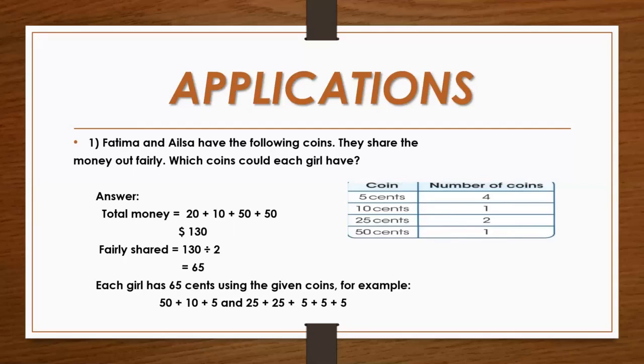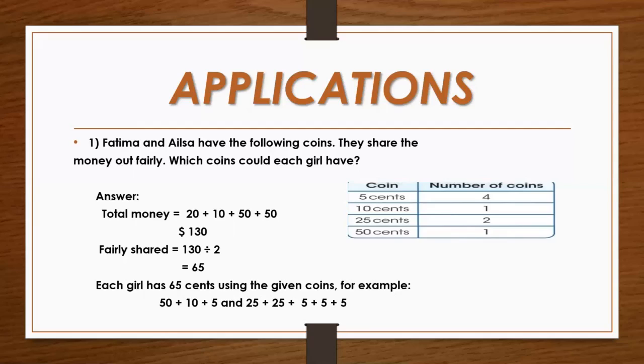So now the remaining coins are 3 coins of 5 cents. 10 cents are over, 50 cents are over. Now remaining coins are 2 coins of 25 cents and 3 coins of 5 cents. So I just distribute the rest of the coins to Elsa. So that together makes a fair distribution.